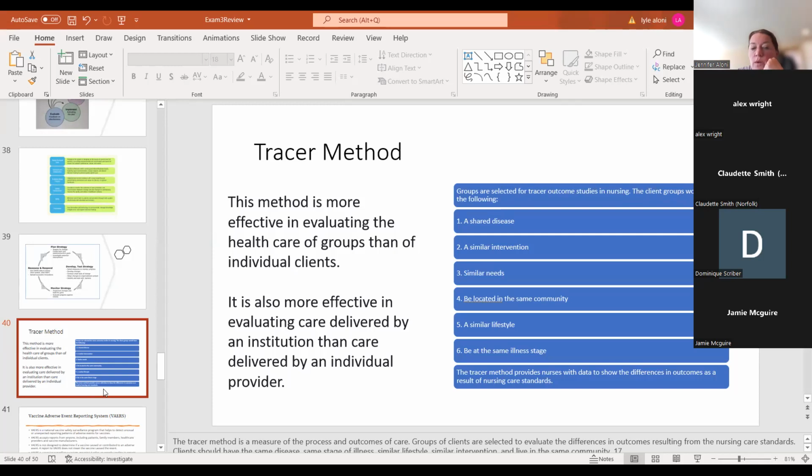Tracer method is one of those you want to know. So tracer, you trace along and see how things worked. What's your basis for a tracer method? What's something really important with a tracer method? They have similar characteristics, same stage of disease, illness, lifestyle. Yep. All that. Okay.